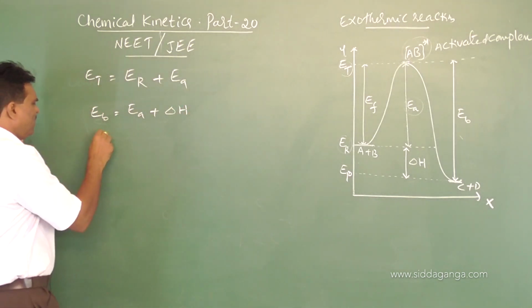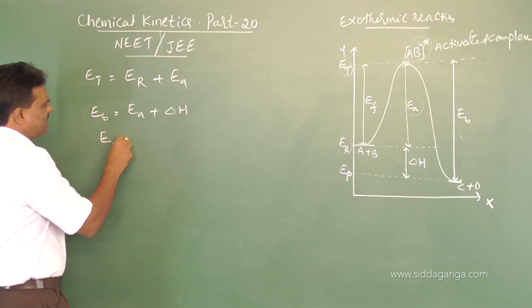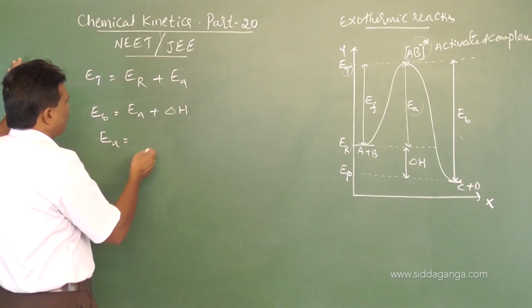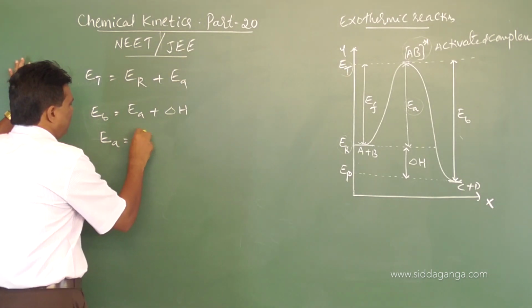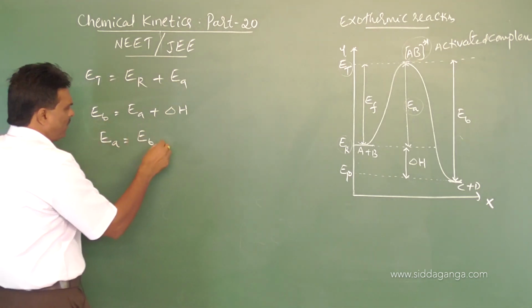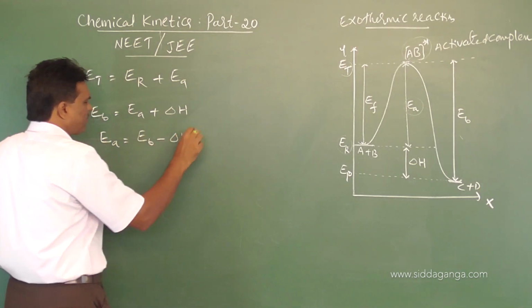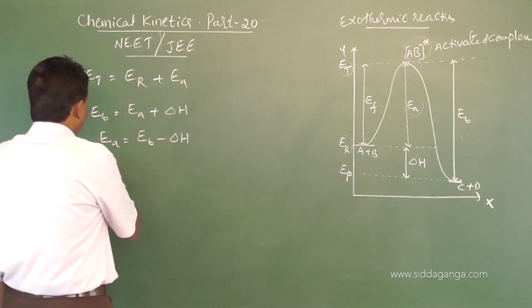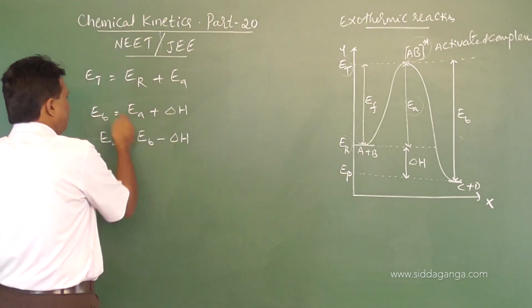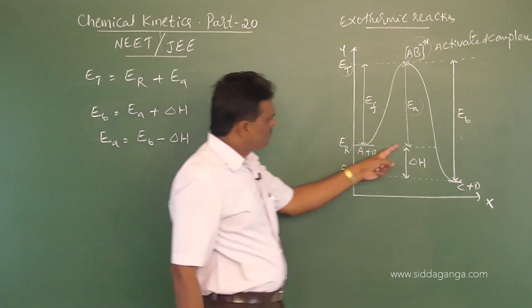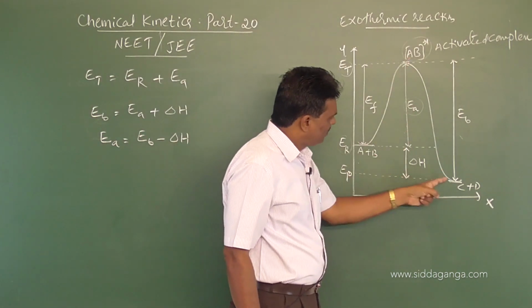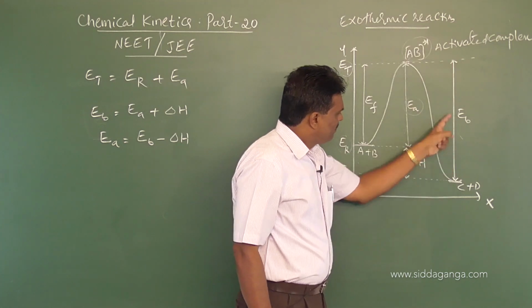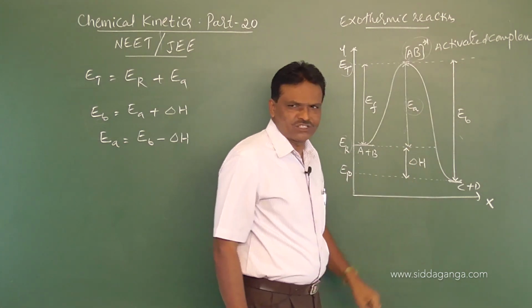So therefore EA, the energy of activation, is equal to EB, the energy of activation for the backward reaction, minus delta H. Is it clear? Observe, EA is equal to EB minus delta H. So this value is equal to this value EB minus this value delta H.